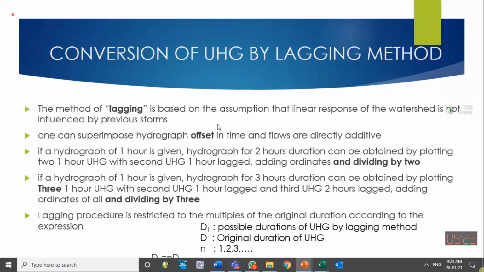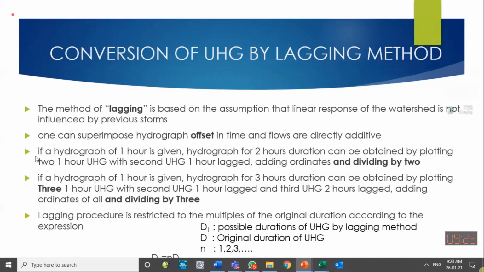It is based on the assumption that the linear response of the watershed is not influenced by the previous storm. And the second thing, we can superimpose hydrographs offset in time and flows are additive. We can add the DRO generated by one unit hydrograph into the DRO generated by another unit hydrograph.